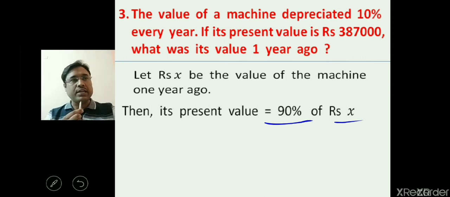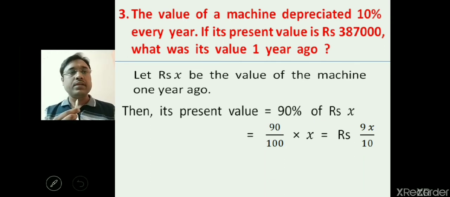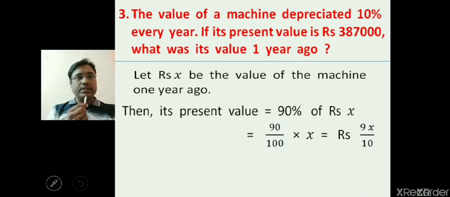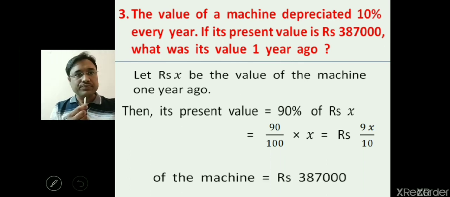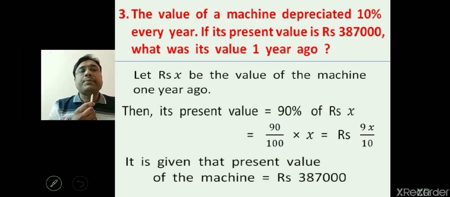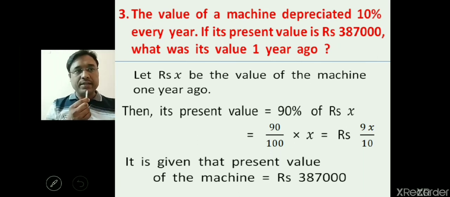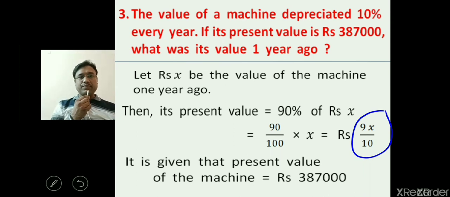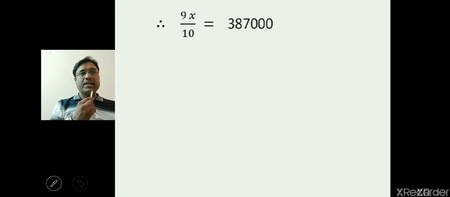So the present value is 90% of X, that means 90 by 100 of X. 90 by 100 into X is 9X by 10. Now it is given in the question that the present value of the machine is 3,87,000, and here we have got 9X by 10. So they are equal, and we can equate them. Therefore 9X by 10 equals 3,87,000.